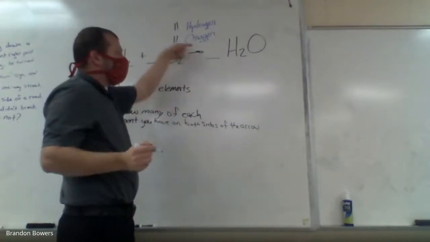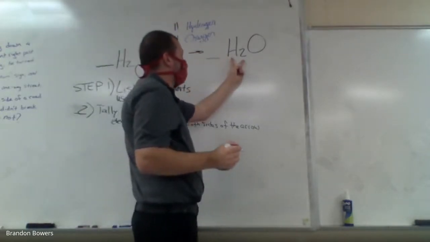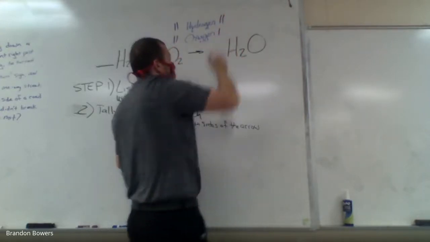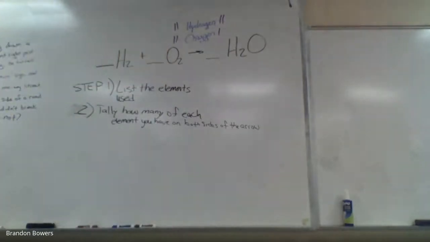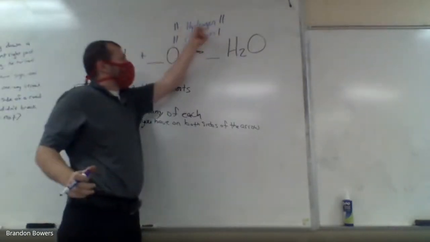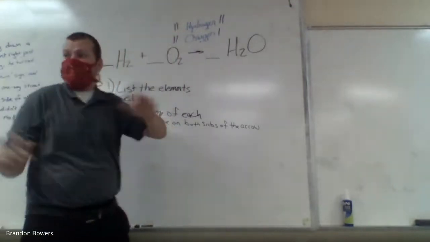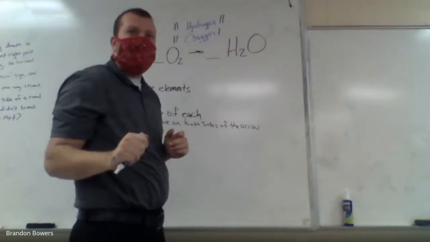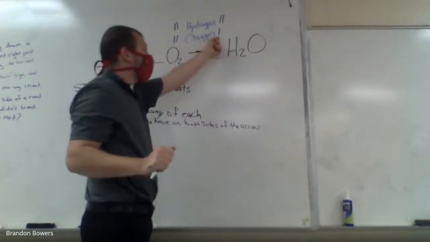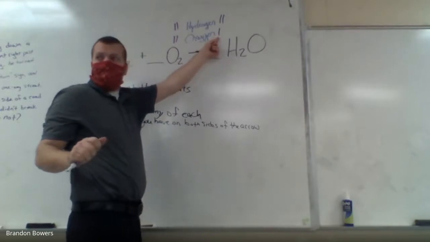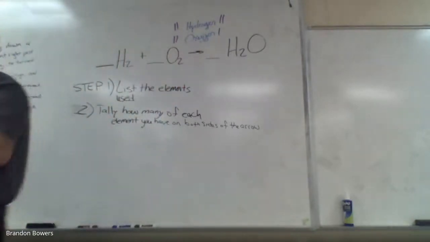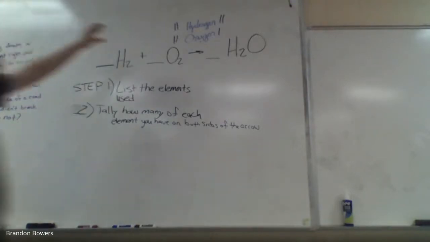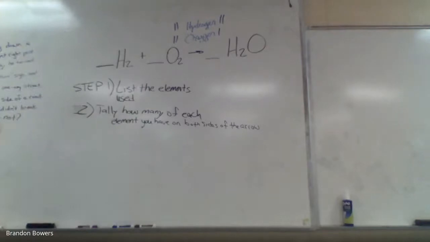Let's go to the right side of the arrow. How many hydrogens do I have? 2. How many oxygens do I have? 1. Now, is everything balanced? Because matter cannot be created or destroyed, my hydrogen has to equal my hydrogen, and it does. My oxygen has to equal my oxygen, but it does not. And that's why we balance equations. My goal is to get both of my elements to equal each other before and after the arrow.